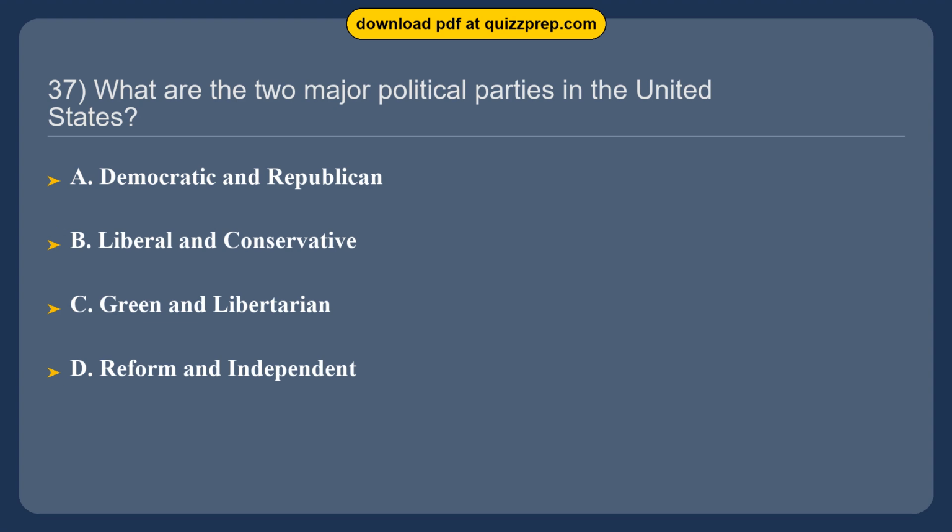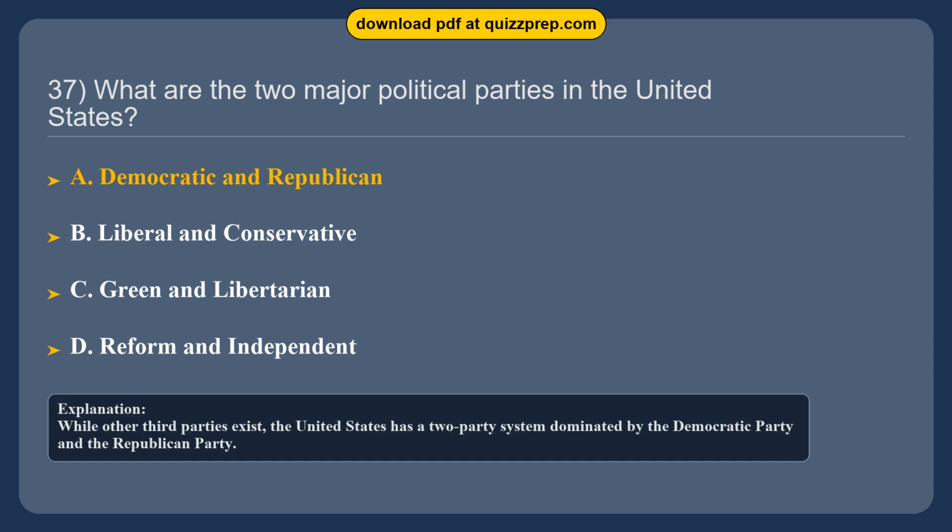Question 37. What are the two major political parties in the United States? Option A, Democratic and Republican. Option B, Liberal and Conservative. Option C, Green and Libertarian. Option D, Reform and Independent. The correct answer is option A, Democratic and Republican. While other third parties exist, the United States has a two-party system dominated by the Democratic Party and the Republican Party.